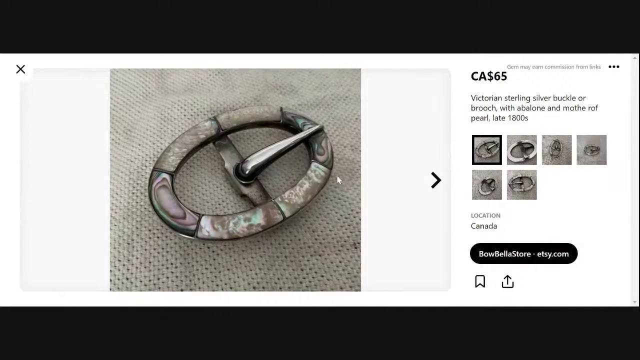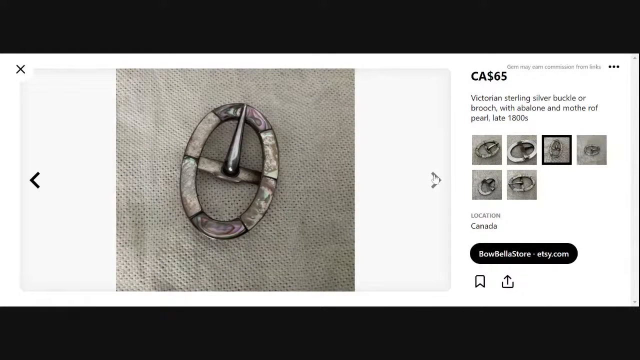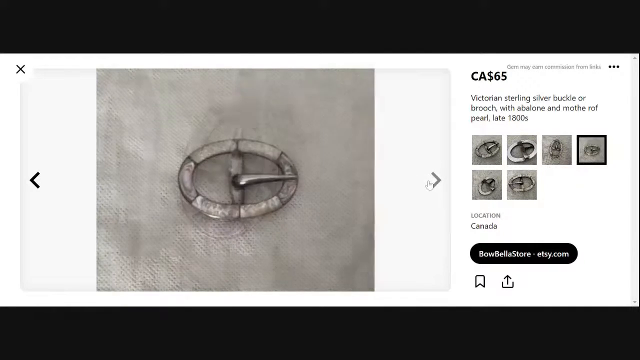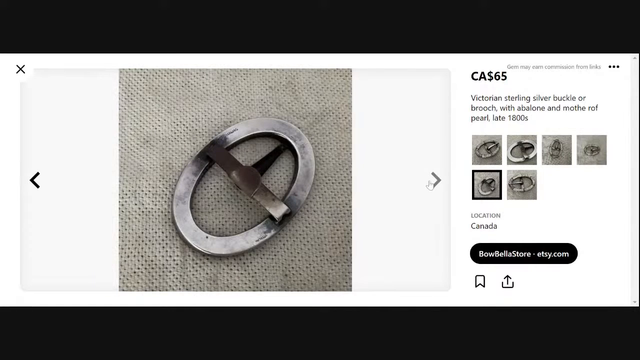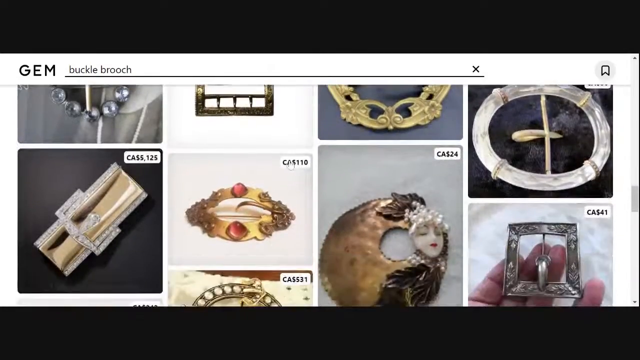This one looks interesting to me. They say a Victorian sterling silver buckle brooch with abalone and mother of pearl, late 1800s. I don't think that this is what they are describing. I would think that this may be a little bit different. So I think it's in the style of a Victorian piece, but it is marked sterling with abalone and mother of pearl that would be kind of uncommon. And then I do see another mark here. So 2 sterling marks. And this truly would be a belt buckle and not a brooch. So 65, not bad. Not a brooch, depends what you're looking for.